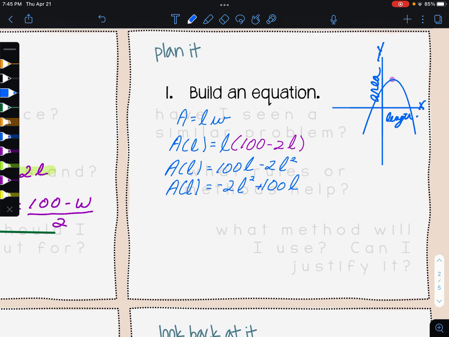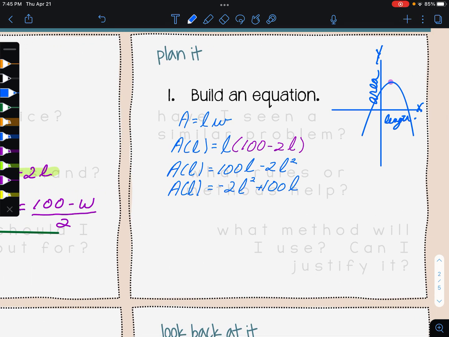Area. Okay, so as I'm going from left to right, I can see that as the x increases, y is increasing, or the area is increasing. So as my length increases, the area increases up to a certain point, and then it starts to go down. So all I want to do is get to that vertex, and that should give me the maximum if everything works out. Now, how do I get that vertex again?